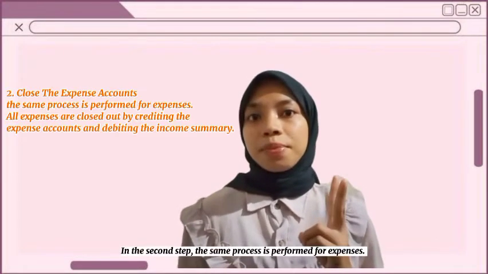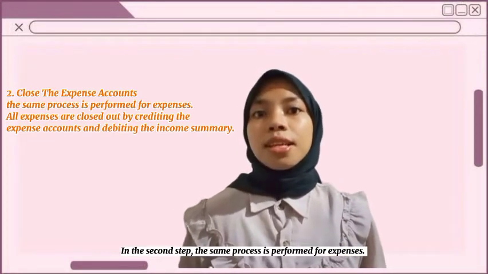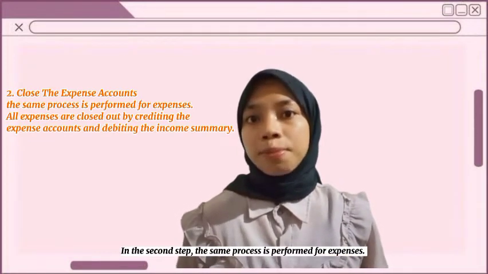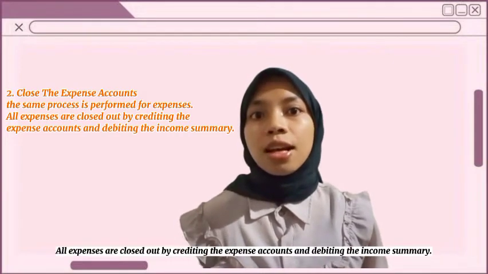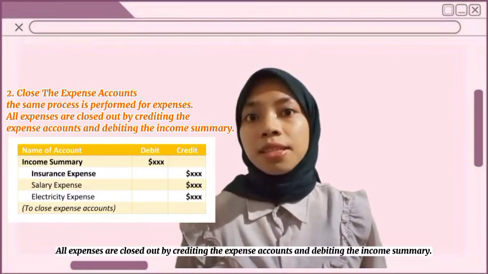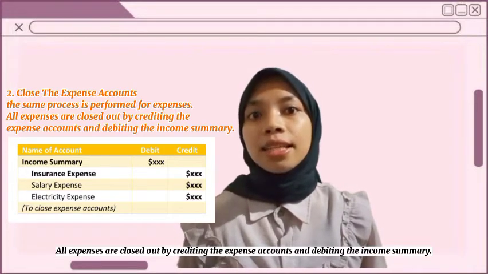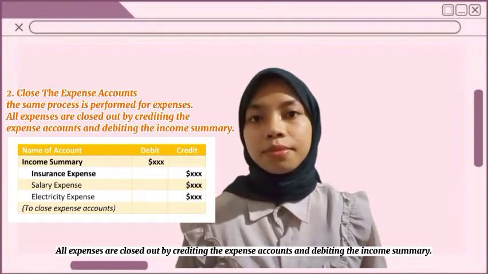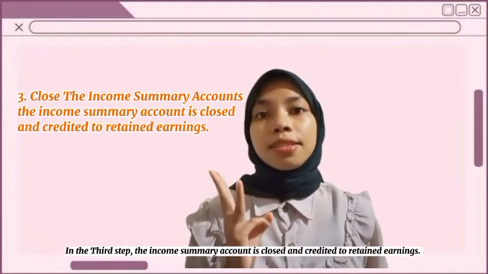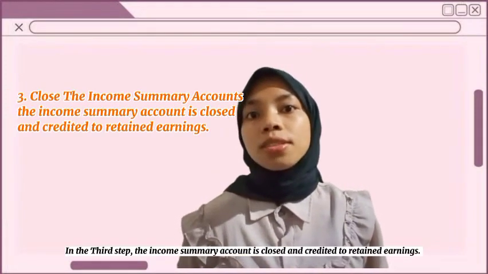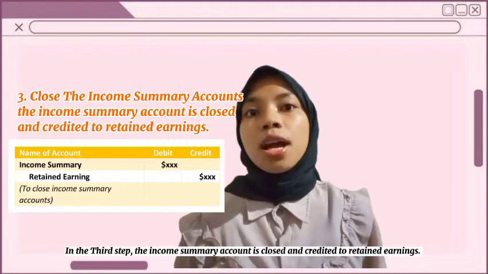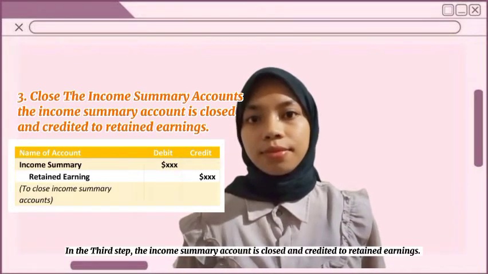The second step, the same process is performed for expenses. All expenses are closed out by crediting the expense accounts and debiting the income summary. In the third step, the income summary account is closed and credited to retained earnings.